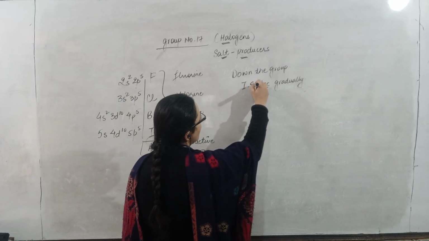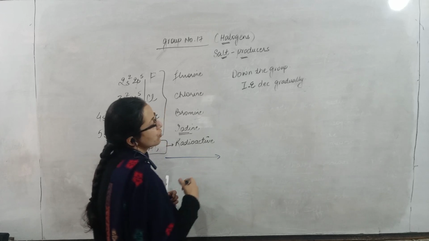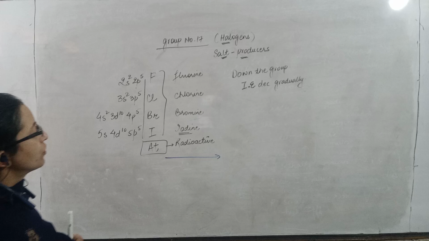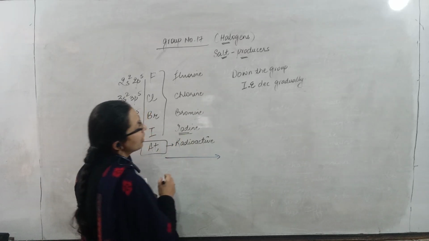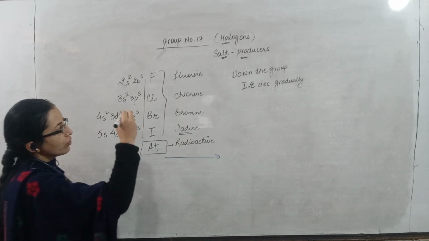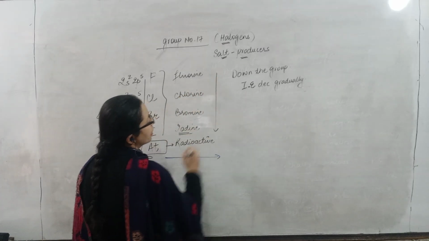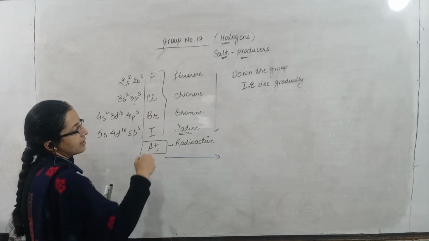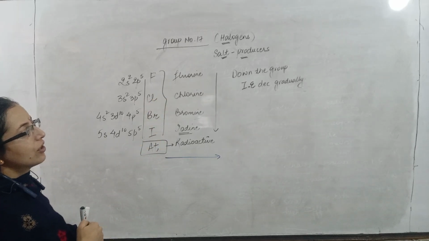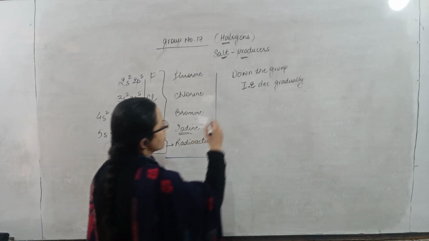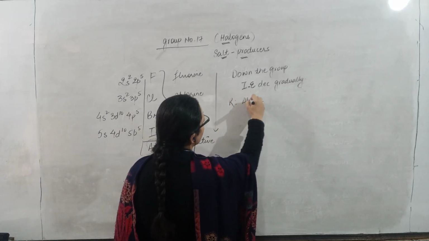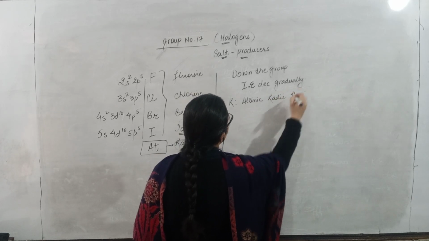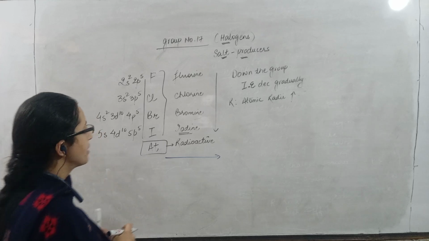Generally the halogens have the other tendency, the tendency to gain. So generally they do not form positive ions, but in a few cases iodine has been reported to form I positive. Right? So down the group, ionization energy is decreasing. And what is the reason? Because of the increase in size. As the size increases, ionization energy decreases. Atomic radii increases down the group, therefore ionization energy decreases.